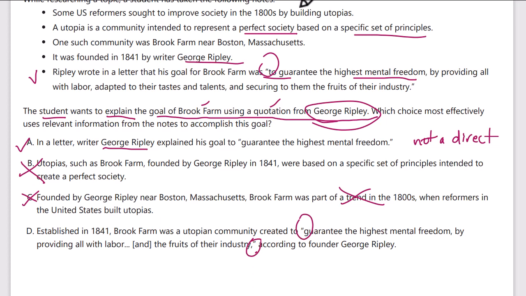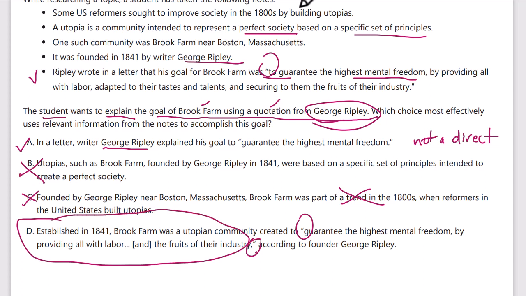And we want to use a quotation from George. So establishing, is it explaining the goal using a quote? Establishment as a utopian society created to guarantee the highest mental freedom by providing all with labor, according to founder. This is his quote. I'm going to go with D. I think D is the better answer.